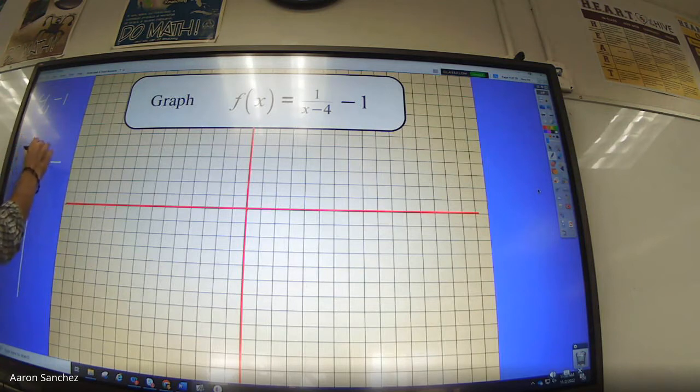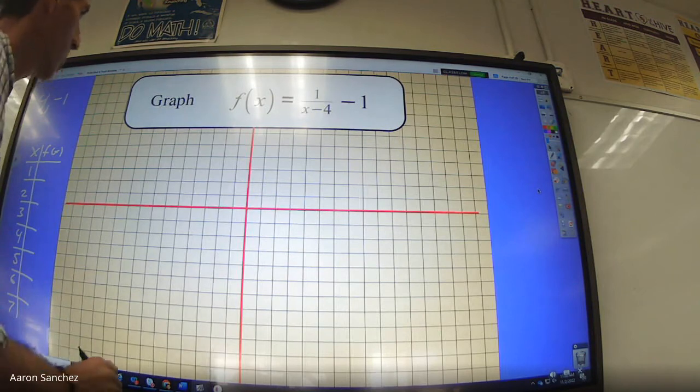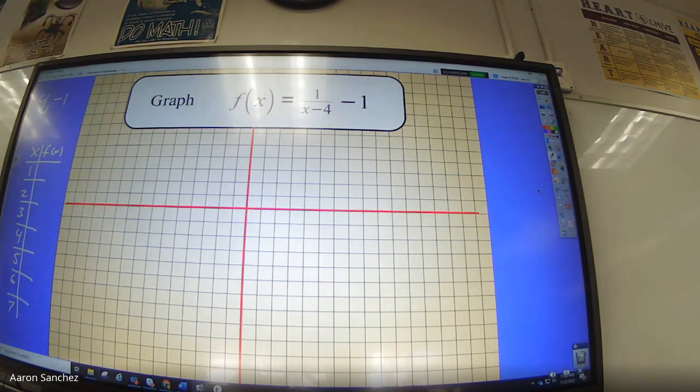X, f of x. I got 1, 2, 3, 4. I don't know how many I'm gonna put, but I want to put 4 in the middle, and 3 less: 3, 2, 1. And 3 more: 5, 6, 7. Okay, so now I have to calculate it. Are there any easier numbers we could put? Let me think. I guess not. This is gonna be disgusting.